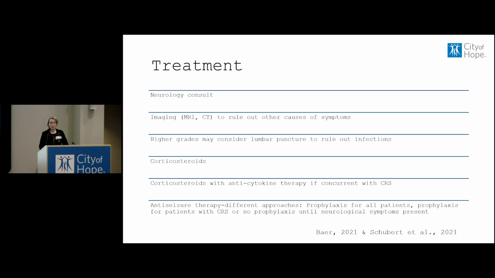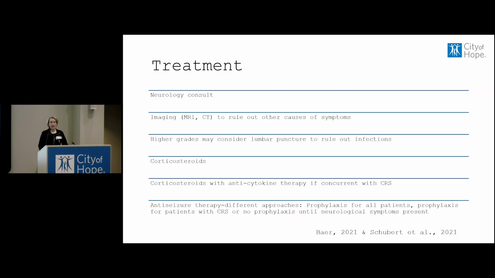Corticosteroids in combination with anti-cytokine therapy if the patient is experiencing ICANS concurrently with CRS. So tocilizumab is the mainstay for CRS treatment, and it does not cross the blood-brain barrier. So this is not used if the patient is experiencing ICANS alone. It's used in combination with corticosteroids if the patient is experiencing concurrent cytokine release syndrome and ICANS.